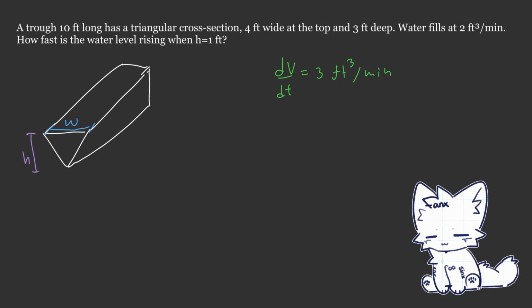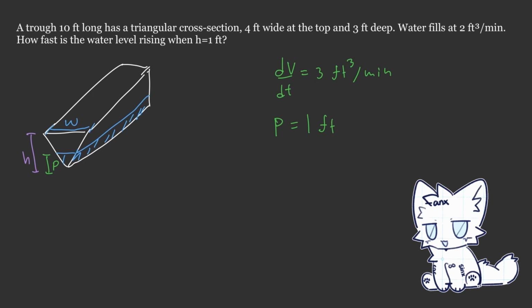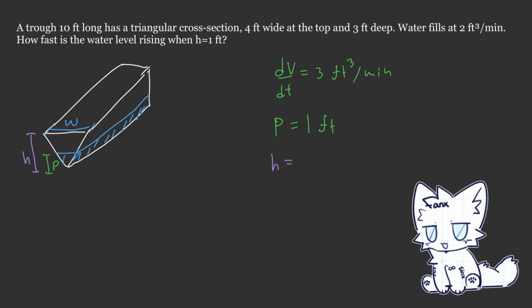And we know that the water level is at 1. Let's do blue water. So the height of the little water, let's do P, the height of the water is 1 foot. Now I'm defining all of our variables. The height is 3 feet and the width is 4 feet.